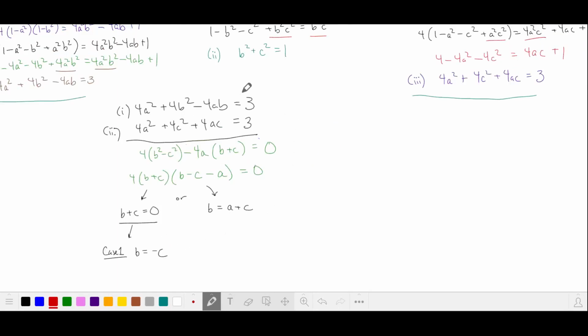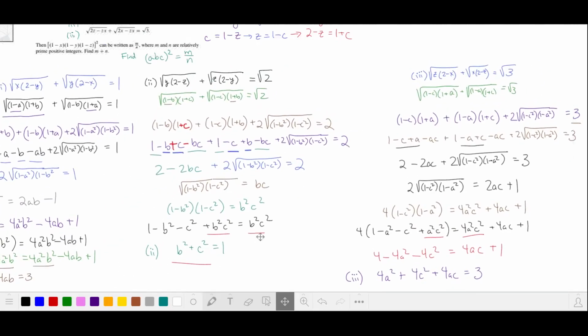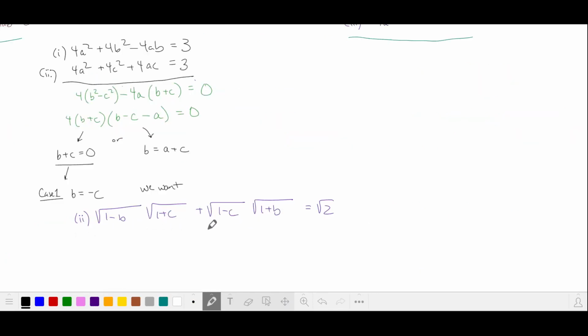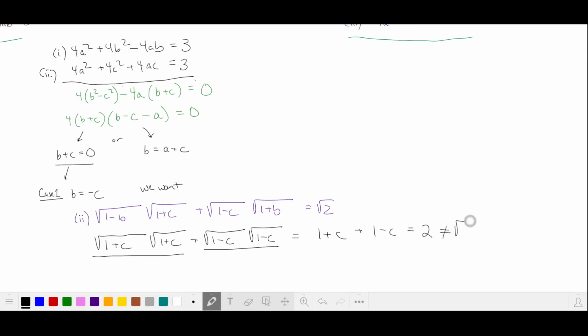We haven't used equation 2 yet, but to get this simplified equation, we needed to square a couple of times. So I'd like to return to this more original equation over here before we squared. From equation 2, we need the sum of these two terms to be equal to the square root of 2. So let's see what happens when we substitute. Replacing all the b's with c's, this is just 1 plus c, and this is 1 minus c, and we get 2, which is not a valid solution. So we're going to go with this.